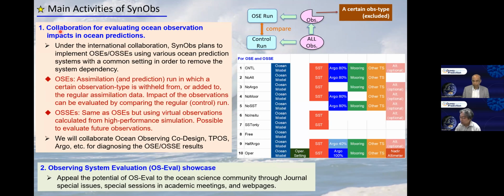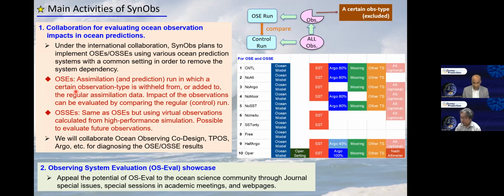First, we plan to make the collaboration for evaluating ocean observing impacts in ocean predictions. More specifically, under the international collaboration, we plan to implement OSEs and OSSEs using various ocean prediction systems with a common setting in order to remove the system dependency.